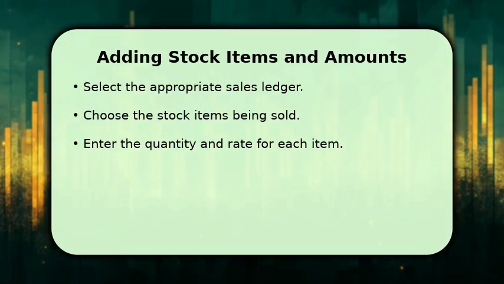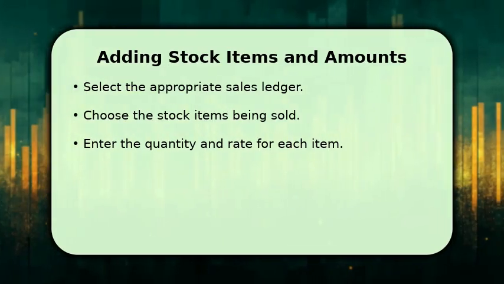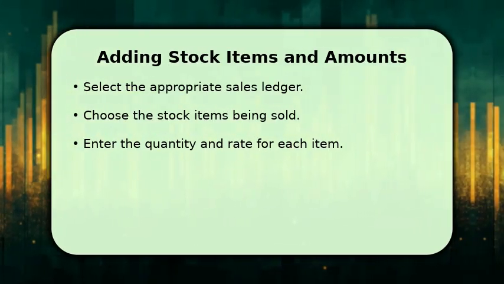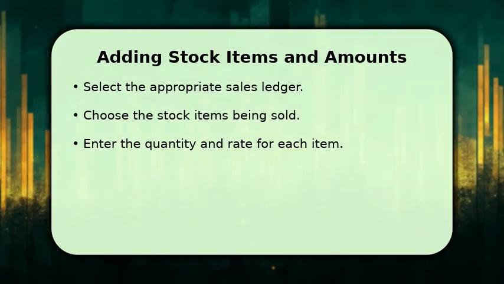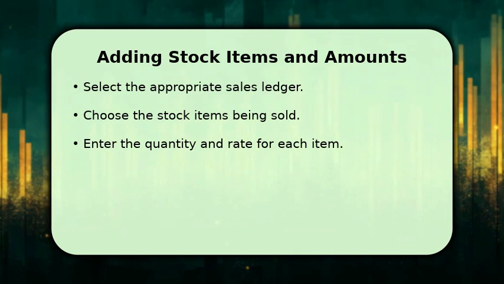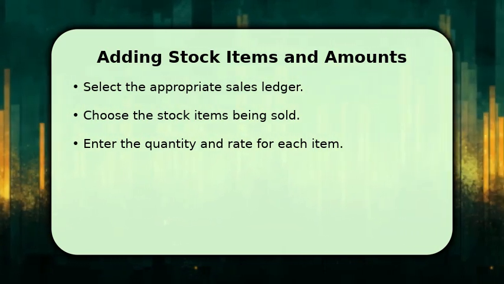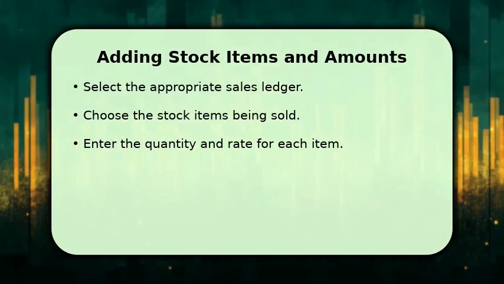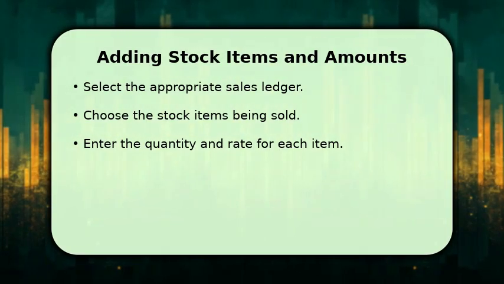Now, let's add the specific items to your invoice. First, select the sales ledger, such as sales account. Then, choose each stock item you are selling from your inventory list. For each item, accurately enter the quantity and its corresponding rate. Tally Prime will automatically calculate the amount. Remember to apply any relevant taxes or discounts before finalizing the item details.